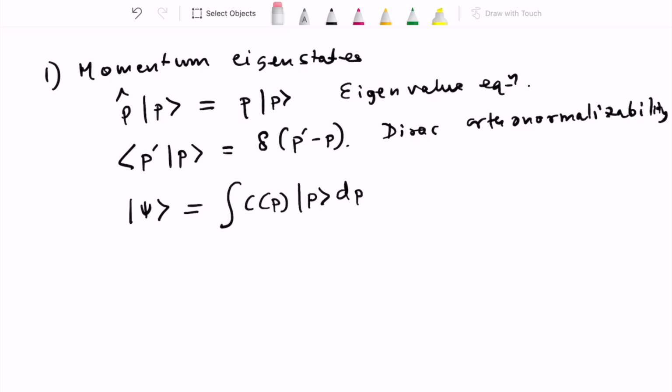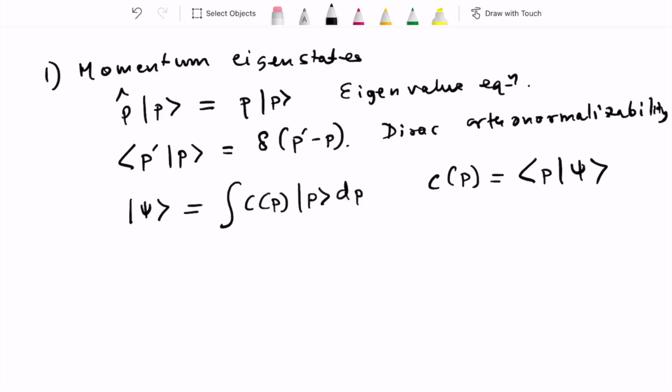Okay, and how would you find the c(p)? Suppose you're given a state psi and you want to write out this expansion. You want to know what is the c(p). We saw that c(p) can be easily found by taking the dot product of that particular |p> with psi. You get the c(p).